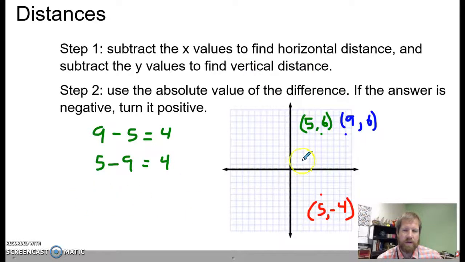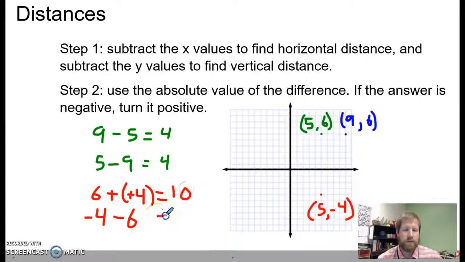So since our x values are the same, we're going to be looking for our vertical distance. Okay. So we could either have 6 minus a negative 4 or a negative 4 minus 6. Okay. In this first case, we have a double negative. We're subtracting a negative number, and when we do that, both of these signs change to positive, and we just add, and 6 plus 4 is 10.